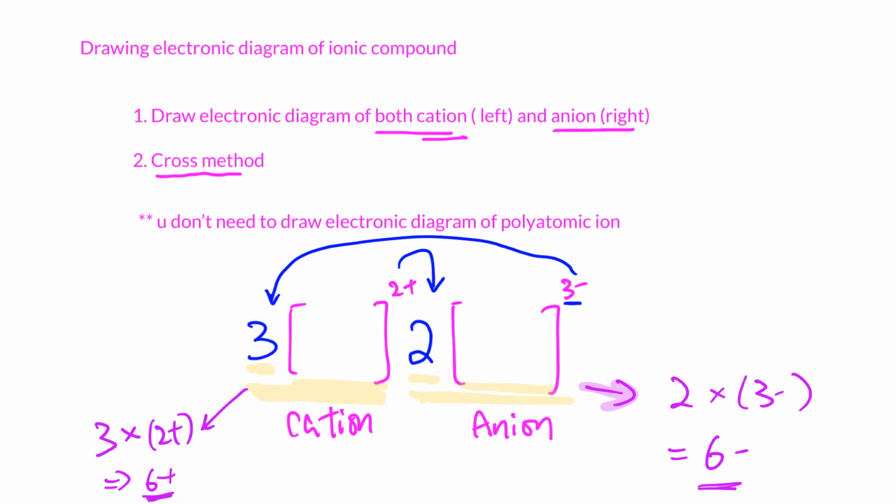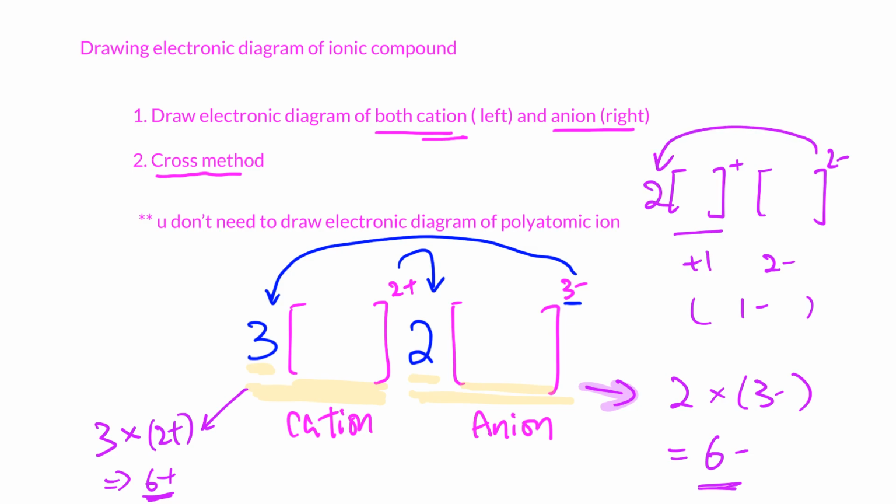If you didn't do it correctly, you'll see something like this. For example, this is plus and this is 2 minus. If you didn't multiply this one, then this is plus 1 and this one's 2 minus, and in total this will become 1 minus. So this one will not be electrically neutral. In order to fix that, we have to multiply this one by 2, so you have 2 plus and you have 2 minus, then they will become neutral. So normally we draw the electron diagram with the cation on the left, the anion on the right, and then we do the cross method.